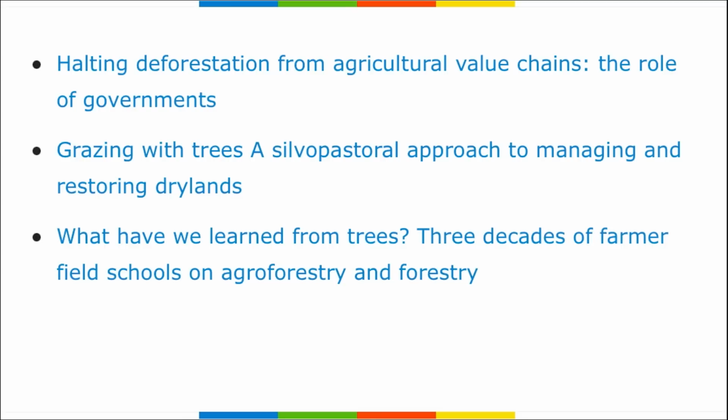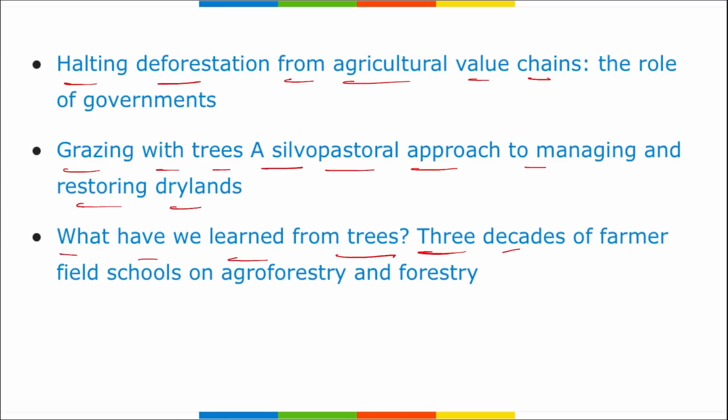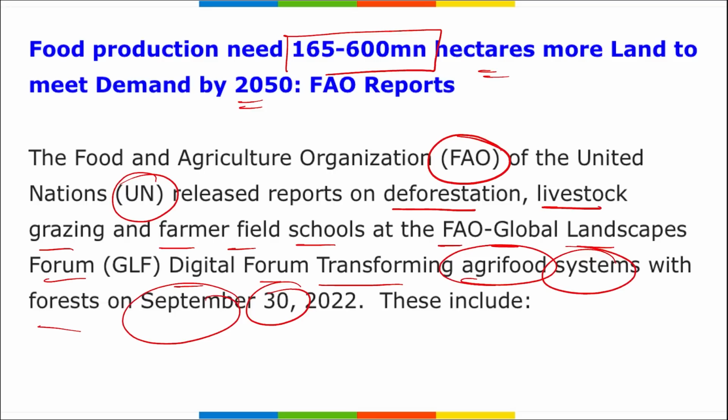The reports here you can see, first of all, are: halting deforestation from agriculture value chains, the role of government; grazing with trees, a silvopastoral approach to managing and restoring drylands; and what have we learned from trees, these 3 decades of farm field schools on agroforestry and forestry. So basically these are the names of the 3 reports that were released.